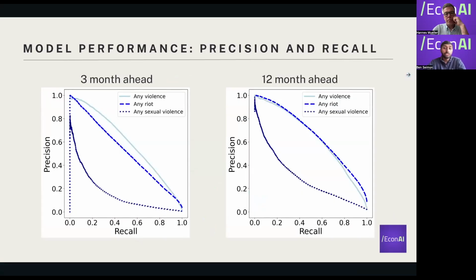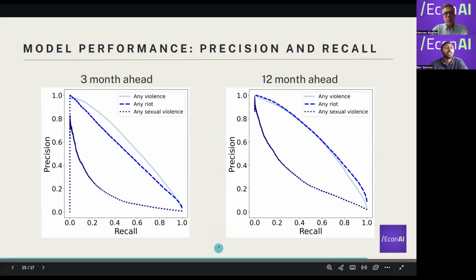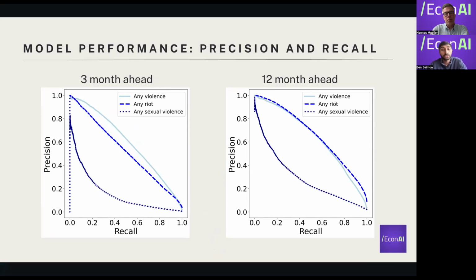For the more techie amongst you watching this video, this is a precision recall curve. So this looks at basically how well our model performs in the aggregate across the whole globe for all admin 2 units over our full test set sample. How well do we perform under different thresholds? So the first thing to note is that our any violence forecast is the best performing, any riot next, and finally the sexual violence, and that also we do better with a longer forecasting horizon. So the 12-month ahead forecast is better than the 3-month ahead forecast.